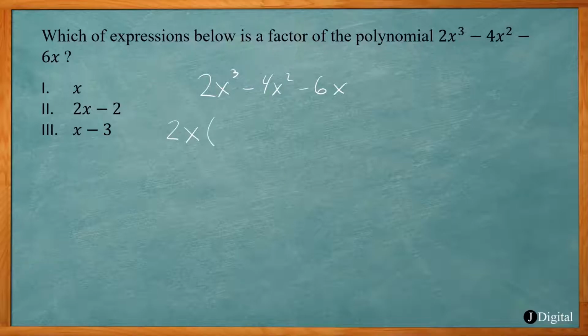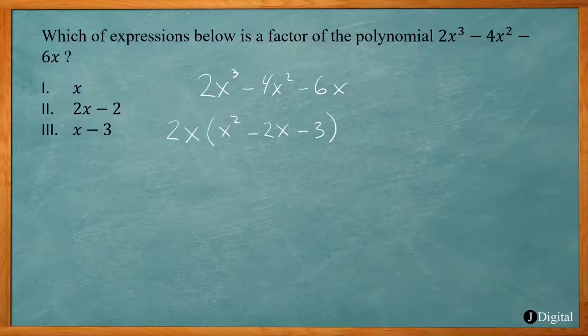And that will leave me x to the second here, because 2x times x squared is 2x to the third, and then minus 2x. 2x times negative 2x is the negative 4x squared. And then I need a 3 here. 2x times negative 3 gives me the negative 6x. Alright, so now I have 2x times the quantity x squared minus 2x minus 3.